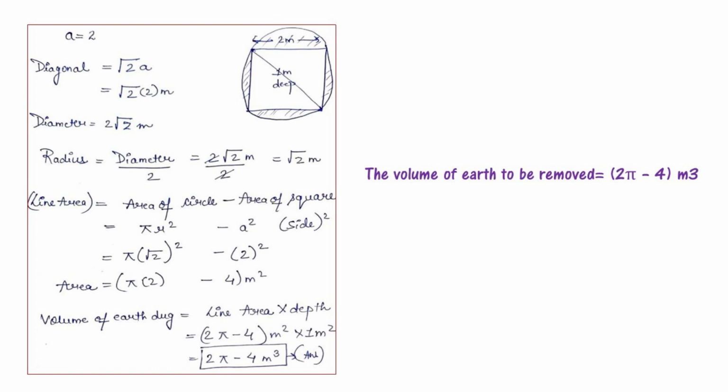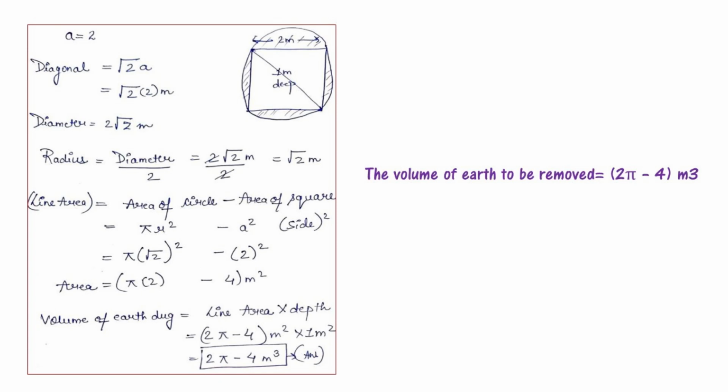Then what is the lawn area? That is area of circle minus area of a square. That is pi r square minus a square. A square is side square. So we will put the values here. That is pi, square root 2 in bracket square. Okay. That will be 2 square. Then the area is pi 2 minus 4 meter square.